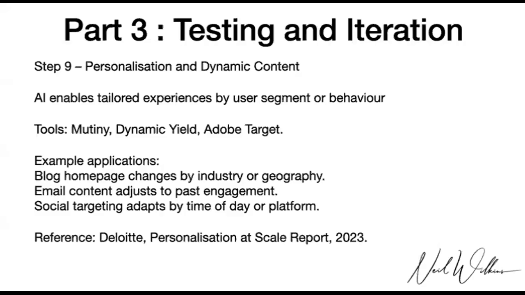Step 9 in this testing and iteration stage is personalization and dynamic content. AI enables you to put this kind of almost hyper personalization into this whole thing because you can create tailored experiences by persona, by customer segment, or by the behavior that you're seeing come through. So if you're sending out different versions of an email, for example, to different segments of your database, you can actually enable tailored experiences to go out very specifically, really personalized for each individual audience.